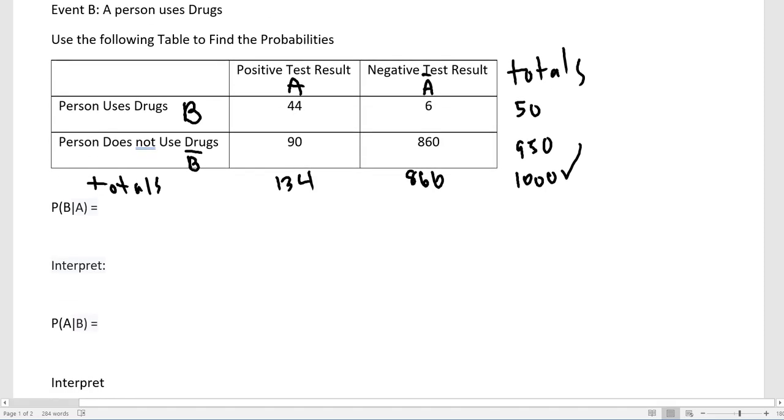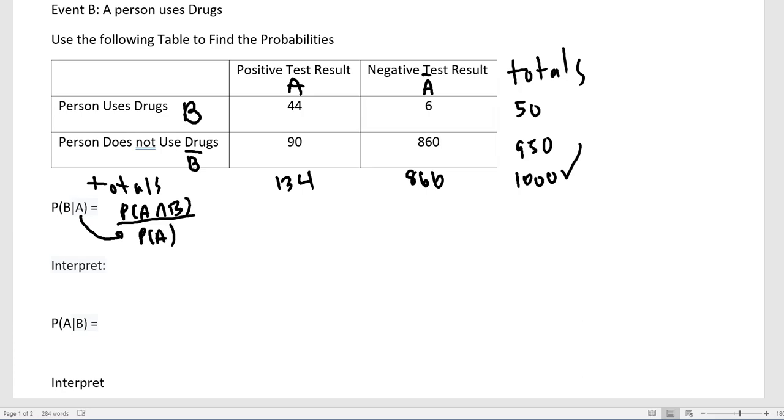So how would I get the probability of B given A? Well, if I use that first formula, here's what we have. We would say the probability of A and B, so they have to both occur for me to get B given A, divided by the probability of what's given. So what is the probability of A and B? That's a positive test result and the person uses drugs. Well, that would be 44 out of 1,000 people.